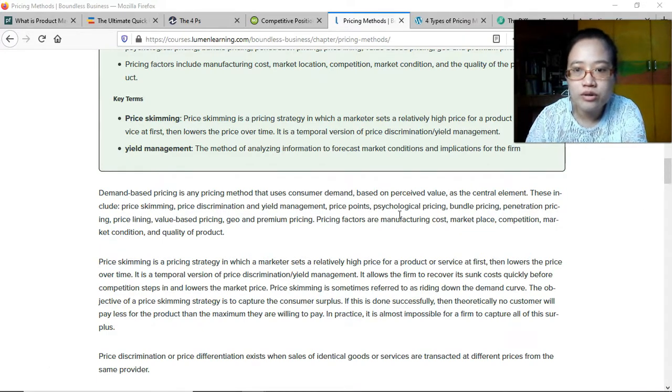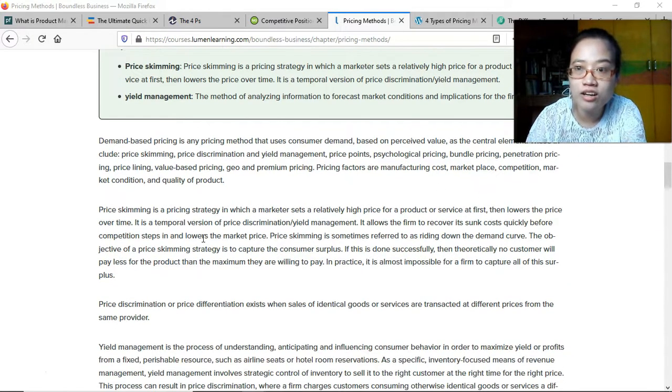Okay, and then you have your different types of demand-based pricing. Again, let's reiterate. Price skimming, price discrimination, and yield management. Price points, psychological pricing, bundle pricing, penetration pricing. Price lining, value-based pricing, geo and premium pricing. And that's it. And then other pricing factors: manufacturing cost, marketplace, competition, market condition, and the quality of the product.